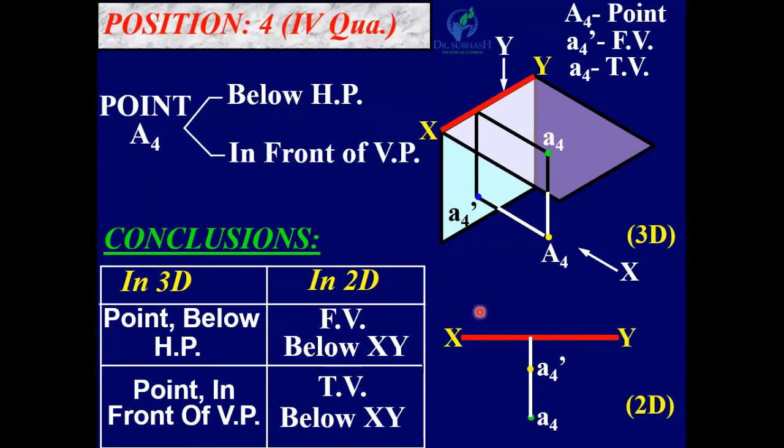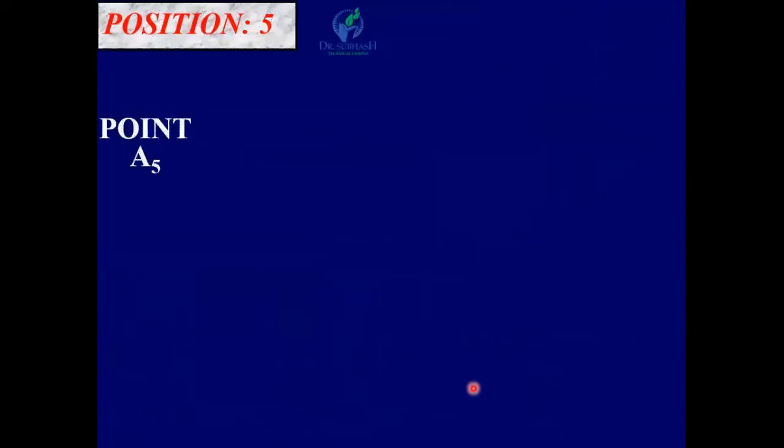Okay, so now you have to remember that if the point is in first quadrant, front view is above XY line, top view is below XY line. In second quadrant, both the views are above XY line. In third quadrant, front view is below XY, top view is above XY line. And in fourth quadrant, both the views are below XY line. Now let us see next position, position number 5.